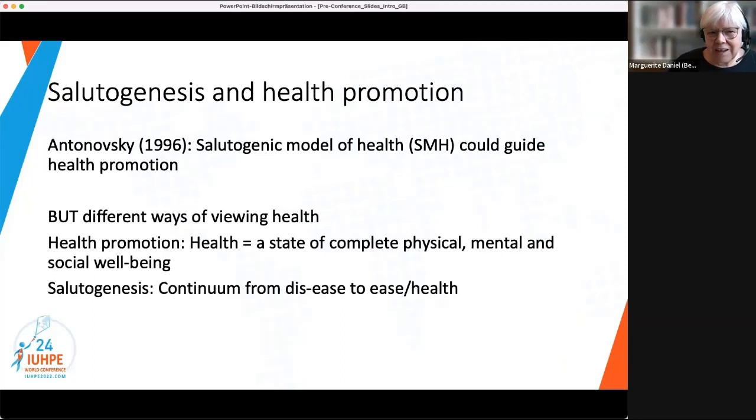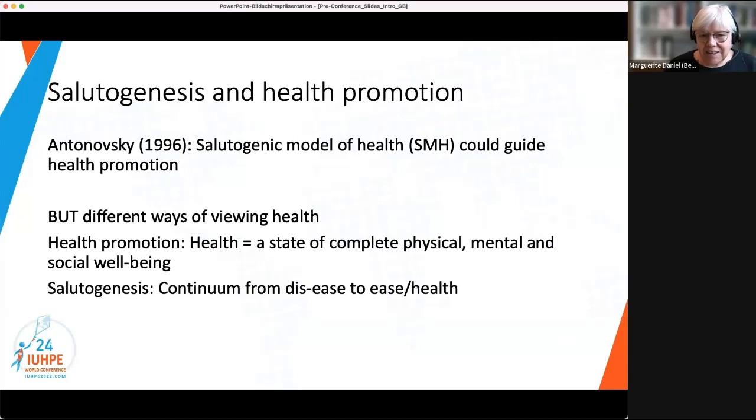So Antonovsky, in the last paper that he produced, 1996, suggested to the health promotion world that the salutogenic model of health, or salutogenesis, is a theory that could guide health promotion. But the trouble is, when you start looking at how Antonovsky defines health compared to how health promotion defines health, there's a huge rift. Health promotion uses the World Health Organization definition of health, which is a state of complete physical, mental, and social well-being. And Antonovsky thought this was absurd. How can you have complete physical, mental, and social well-being?